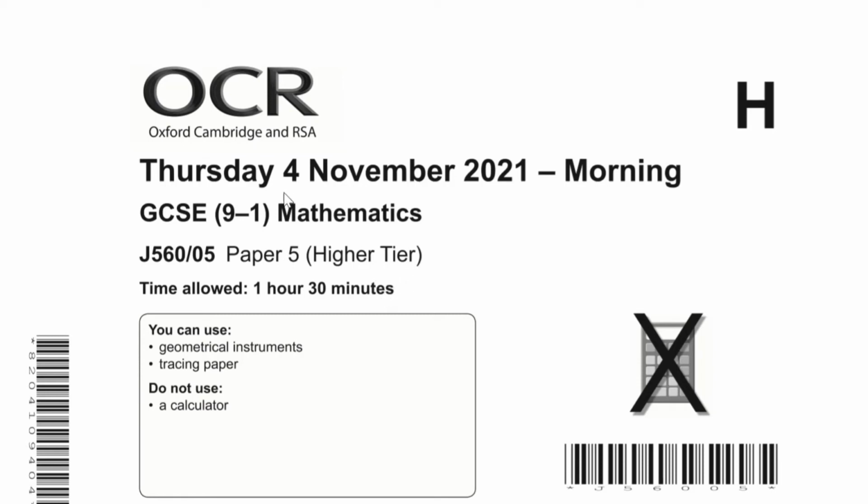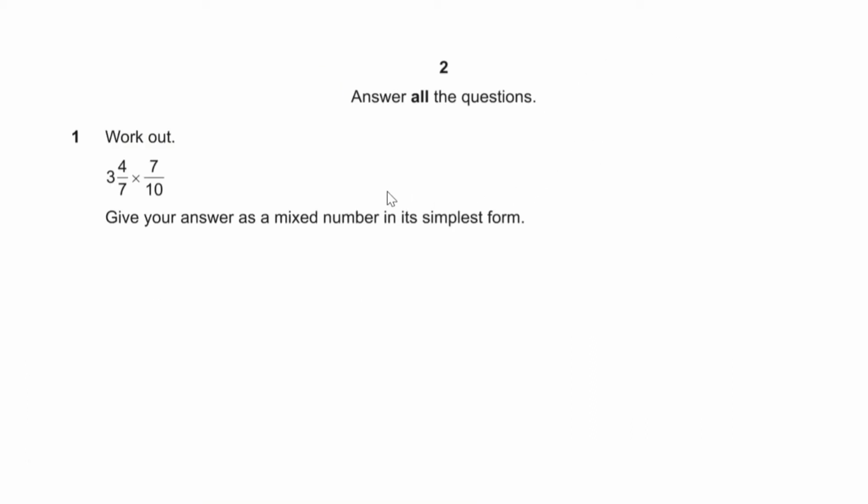This is the OCR GCSE 9-1 Maths Paper 5 from the higher tier, and this paper is from the November 2021 series. Question number 1. We have to work out 3 4/7 multiplied by 7/10. We have to give our answer as a mixed number in its simplest form.